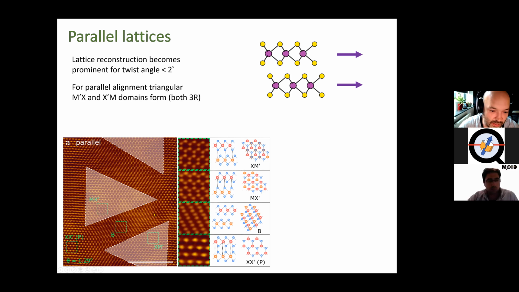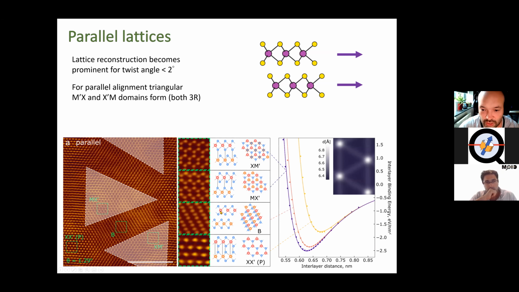In between, you have this transition region where there is no stacking. So the stacking changes, evolves continuously. There is no domain formation. And this region also concentrates a lot of strain from that reconstruction. And lastly, there is this little region here, which we called XX, where chalcogen is on top of chalcogen.